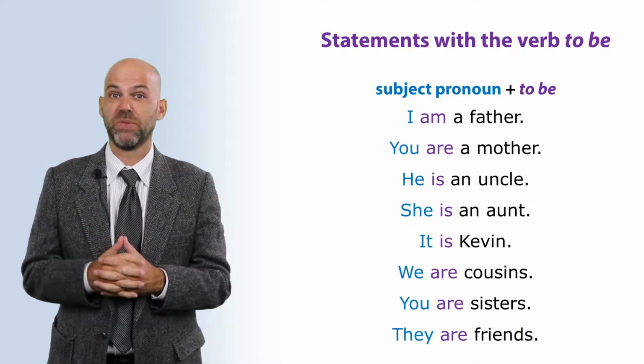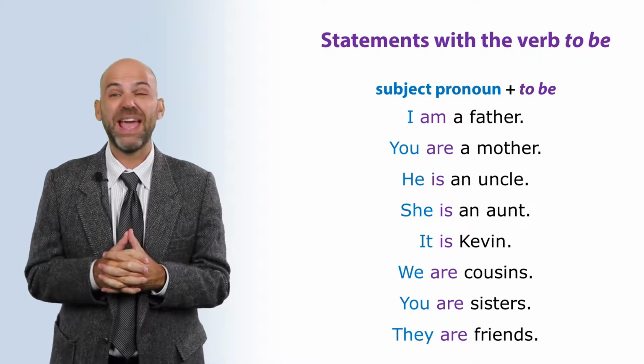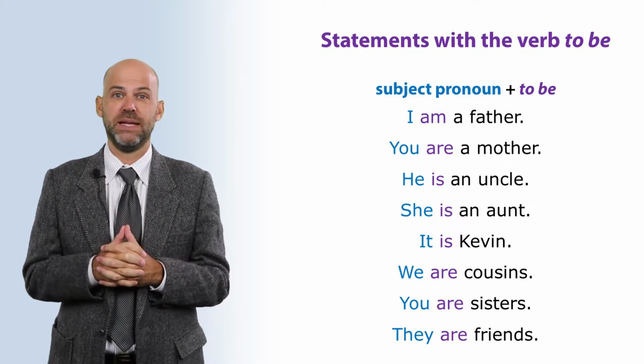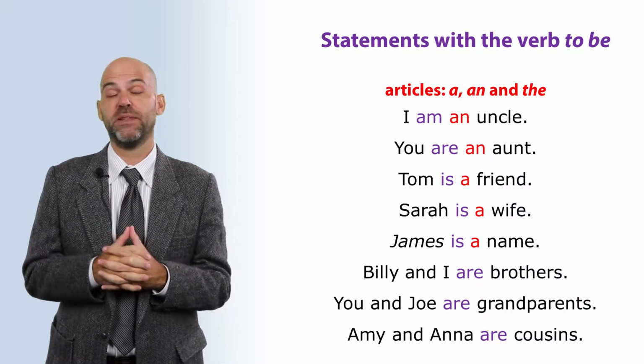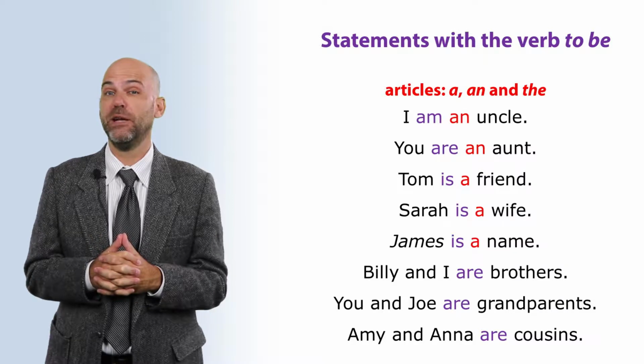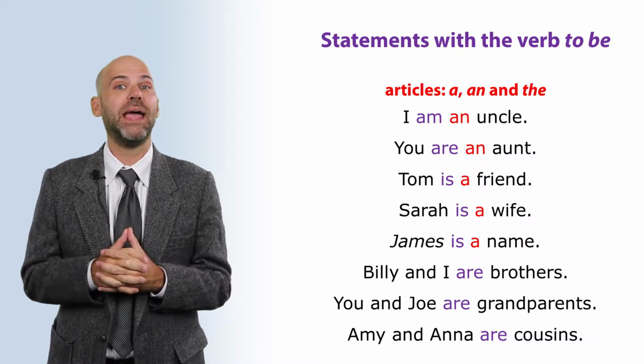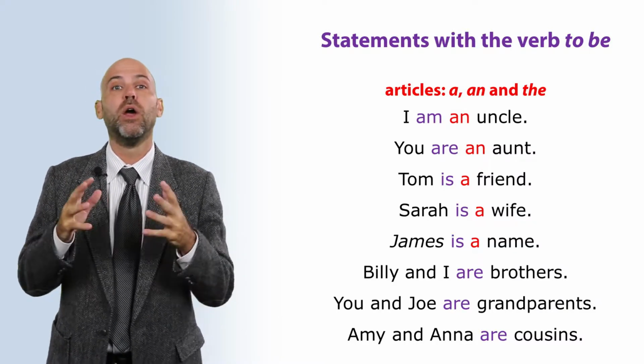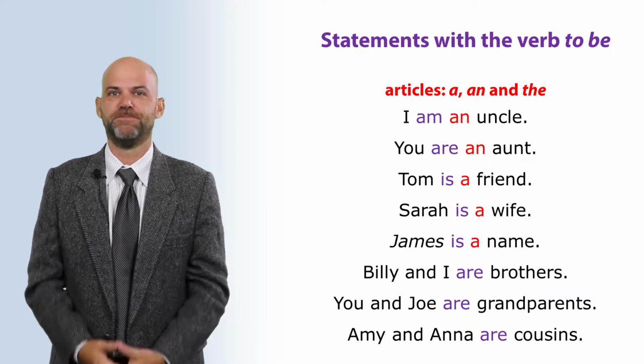Very good. Now let's take a look at articles. Here are statements with the verb to be and the articles a and an. Repeat after me.